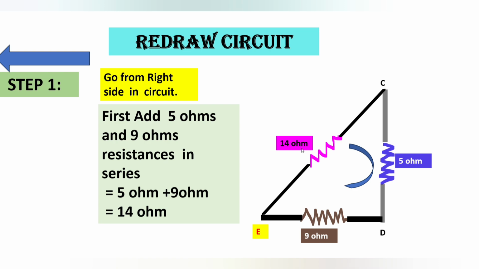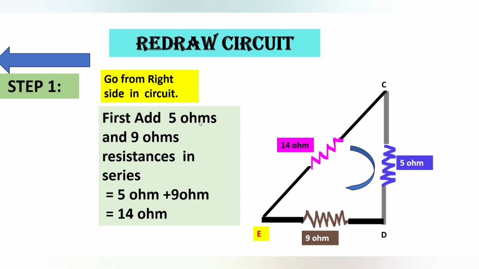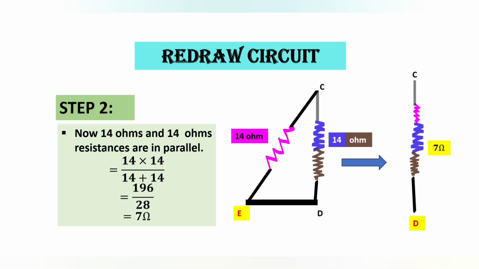That is equal to 14 ohms. Step 2: Now the 14 ohm resistance across EC and the other 14 ohm resistance across CD are in parallel. Use the formula for parallel resistors' equivalent resistance. So we calculate it and it becomes 7 ohms.